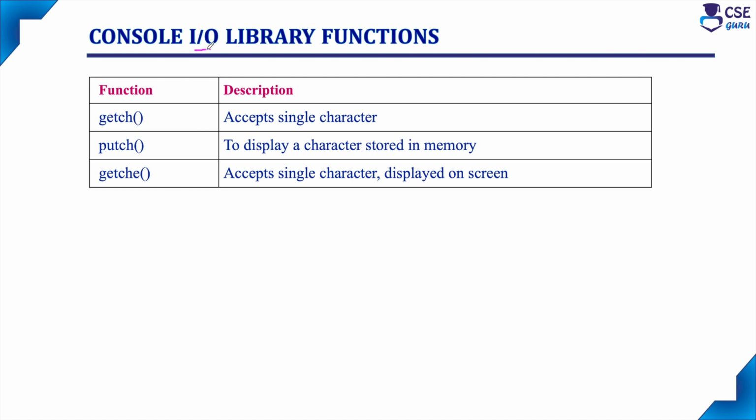Next, console input output library functions: getch, putch and getche. This we have already discussed. getch is used to accept a single character. putch is used to display a single character stored in the memory. And getche is also used to accept a single character.